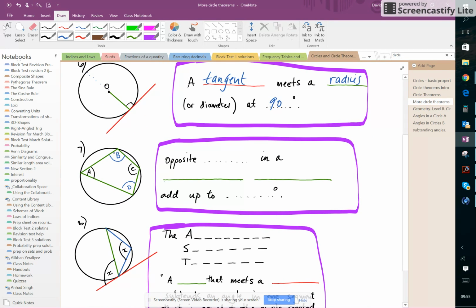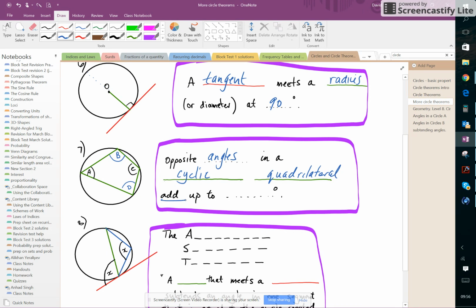So number 7, what we have here is a quadrilateral, a four-sided shape, where all four corners, and that's important, all four corners touch the circumference. If that's the case, then these opposite angles add up to 180. So this plus this, A plus C, is 180, and B plus D is 180. So opposite angles, and this shape where all four corners touch the circumference is called a cyclic quadrilateral. Cyclic because of the circle, and quadrilateral because it's a four-sided shape.